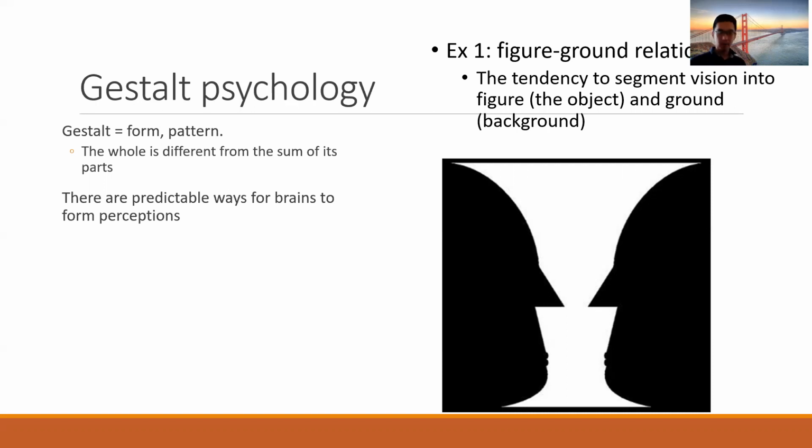When we see a picture or when we see something, we tend to segment the vision into two parts. One part is the thing, the object. The other part is the background. The background is the rest besides the object. So this figure on the right helps us to understand the figure-ground relationship. So what can you see? The same question. What can you see in this picture on the right?